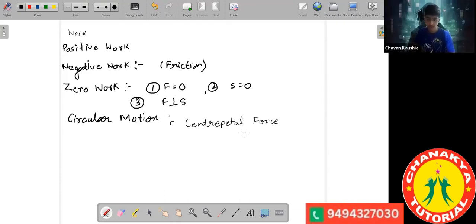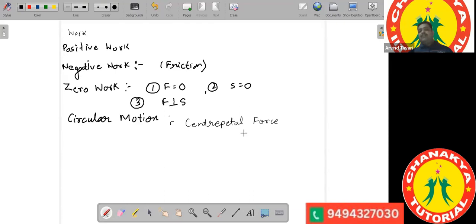I just came. Okay, so we are just having an introduction of what we discussed in the last class. We discussed positive work, negative work, zero work. We are now discussing circular motion. In circular motion, we had discussed the centripetal force, which is the force that always acts towards the center of the circle, and it is required for an object to be moving in a circle.